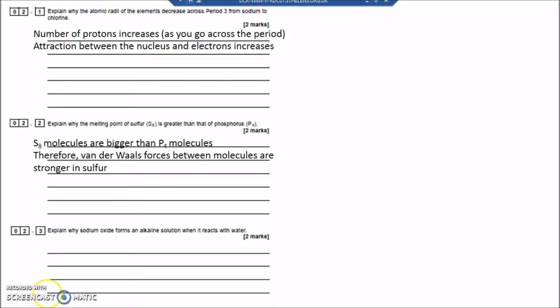Explain why sodium oxide forms an alkaline solution when it reacts with water. Tricky one there. An oxide ion is O2-, so the O2- is going to react with the water and it's going to make hydroxide ions. So alkalis or bases are hydroxide ions. So you need to say that sodium oxide contains O2- ions, or the oxide ion reacts with water forming OH- or hydroxide ions. So oxide ions react with water to form OH- ions, and that's the actual equation if you actually want to know it.